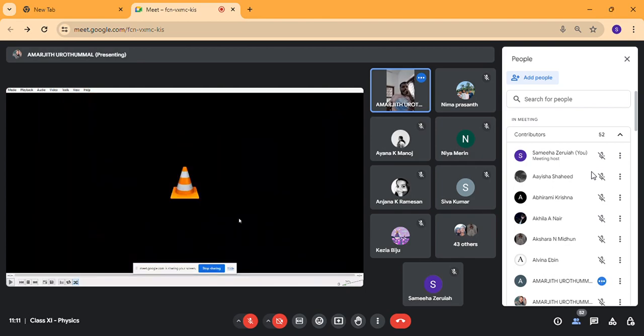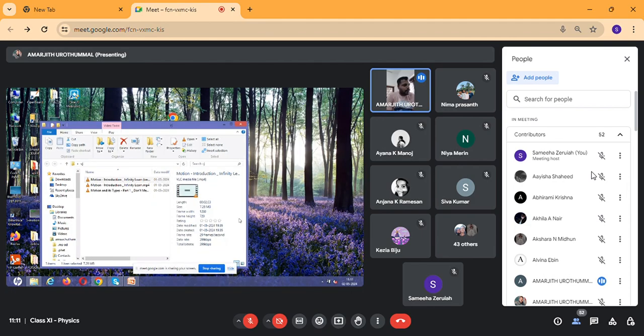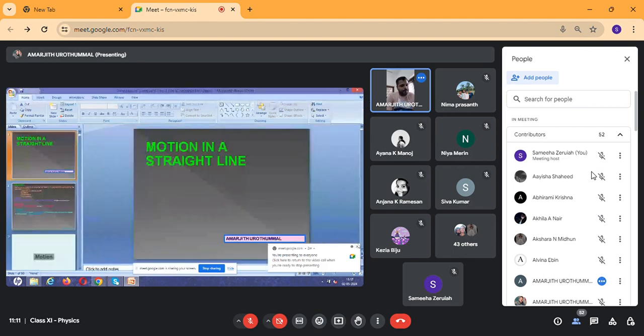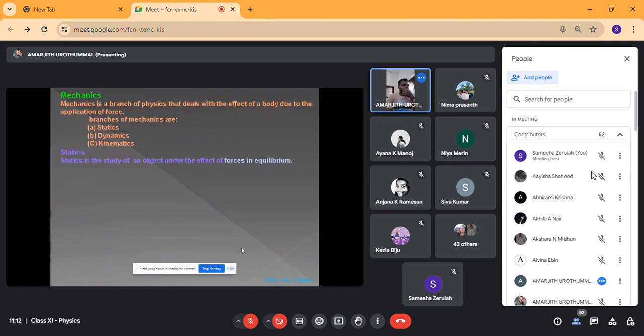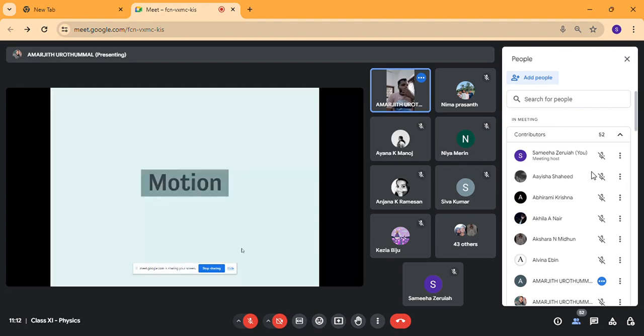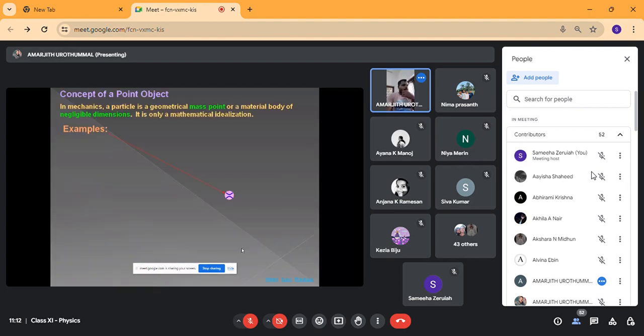Okay. So these are some examples for motion. Now let us come to our main point. The concept of a point object. So far, we are dealing with the point objects only. Can anyone tell me what is meant by a point object?